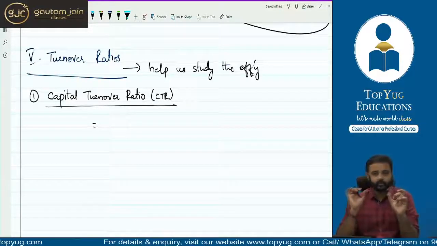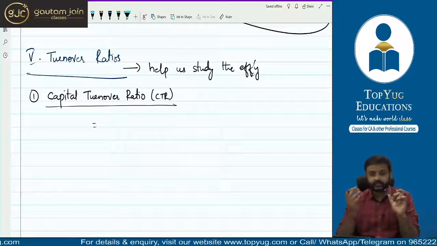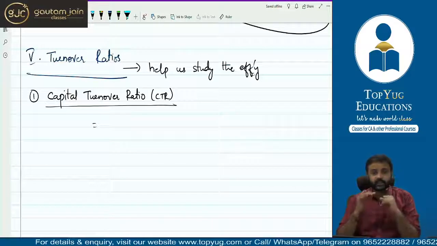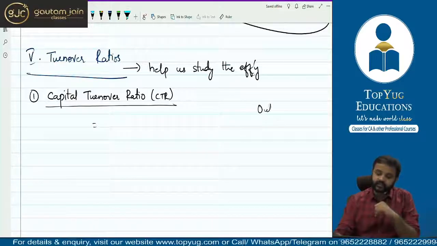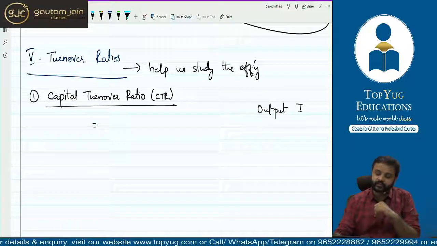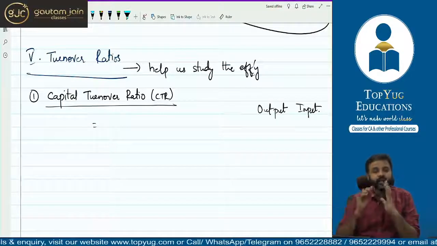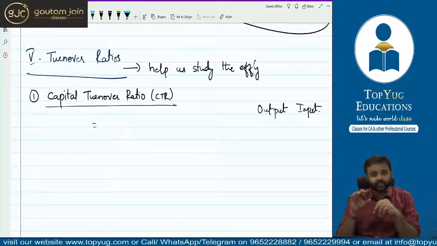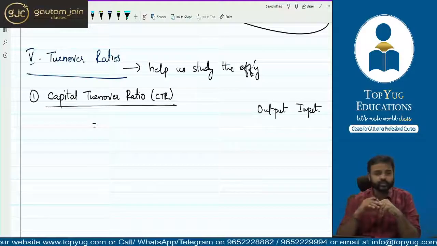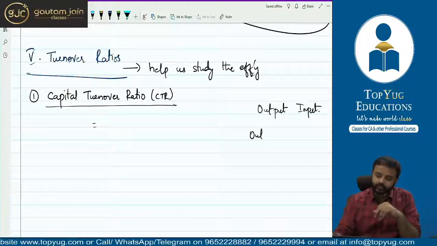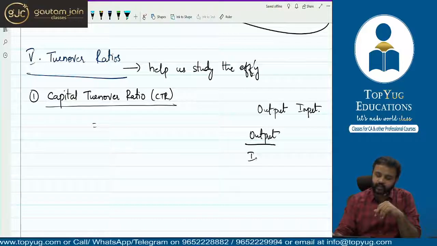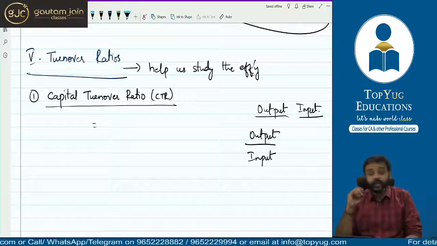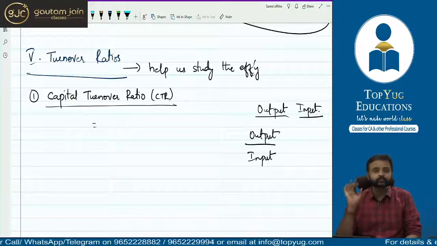So we are talking about capital employed and turnover. Which turnover? Sales. So which one should come in numerator? Which one should come in denominator? Now, please understand something here. There's something called as output and there's something called as input. Correct? When we have two variables here which are having this relationship of output and input, then always remember output should be in the numerator and input should be in the denominator. Output in the numerator and input in the denominator. Please remember this simple funda.